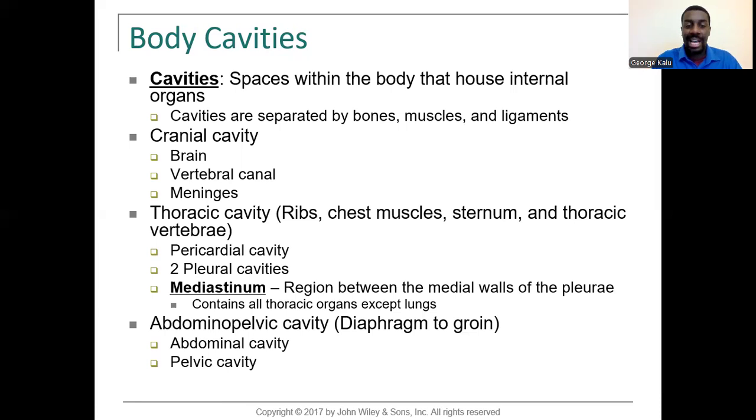The last cavity is the abdominopelvic cavity. And that's going to hold everything from the diaphragm, which is what separates your chest from your abdomen, all the way down into the groin. So the abdominopelvic cavity is made up of your abdominal and your pelvic cavities.